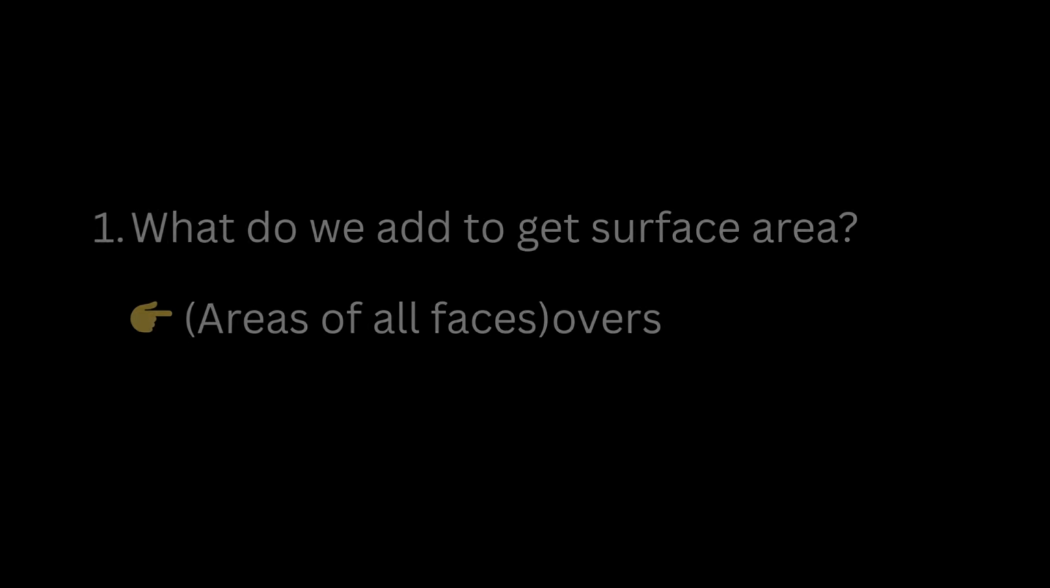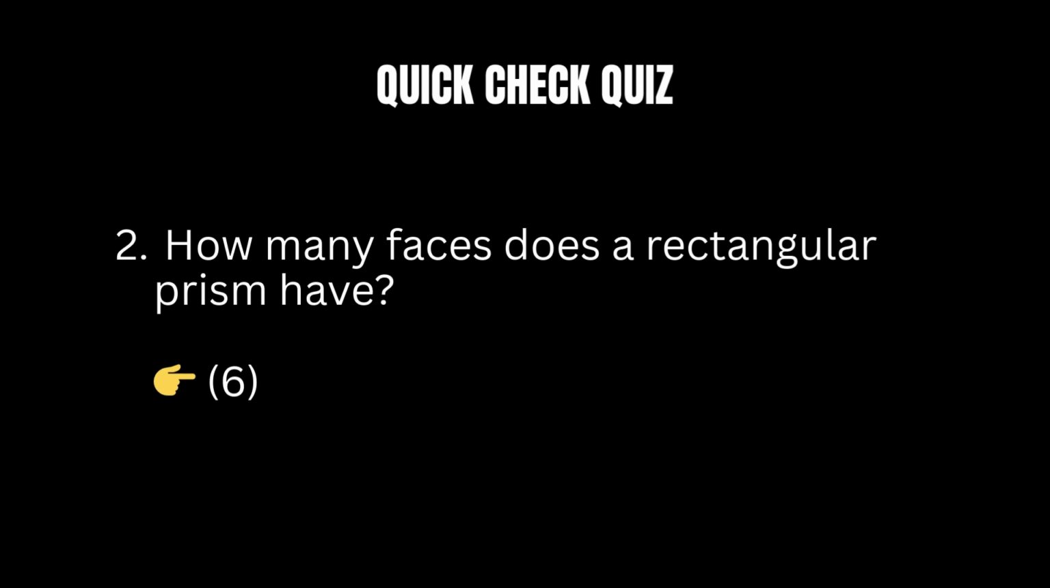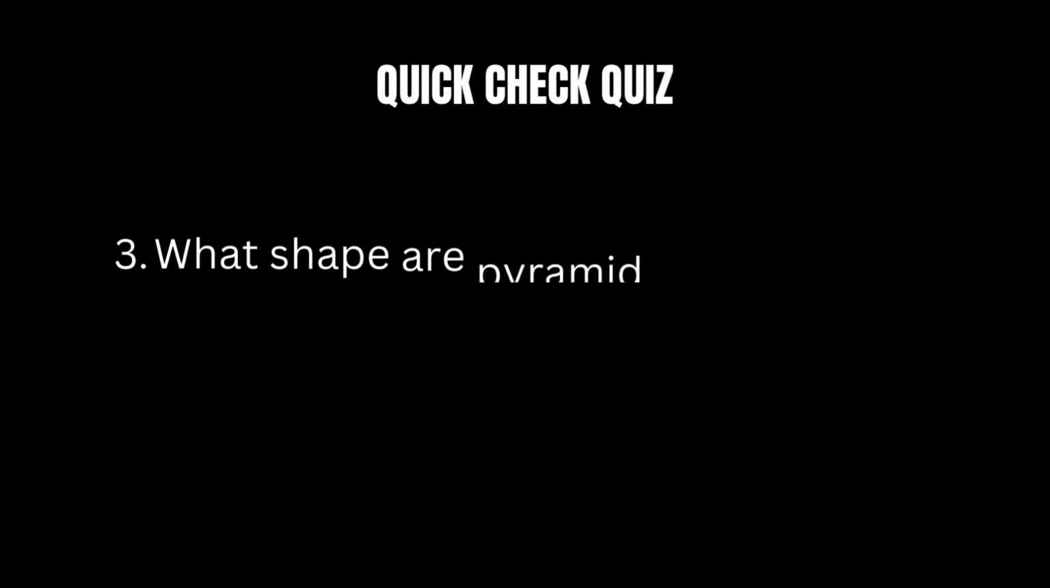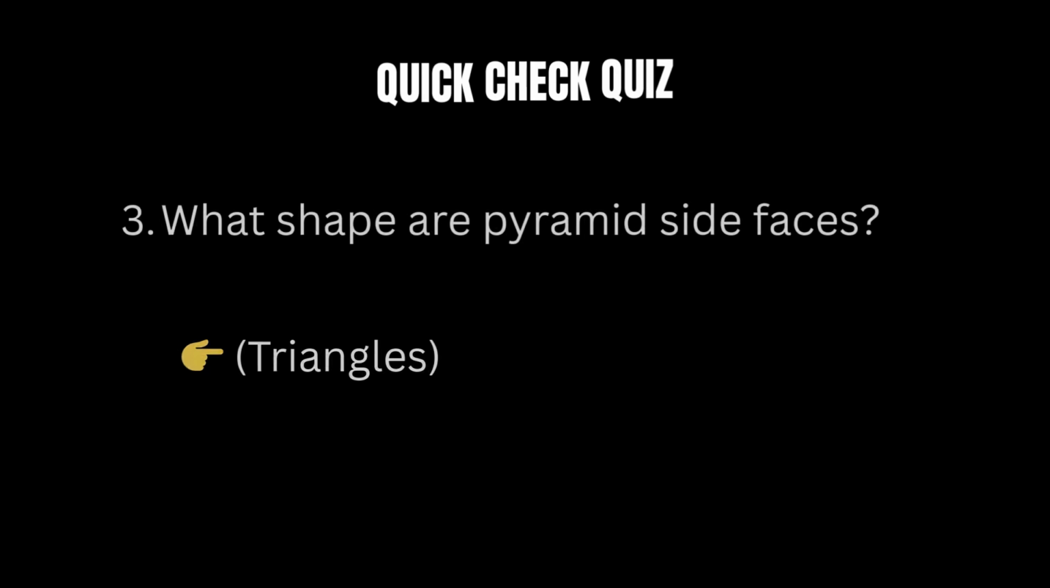Answer in 5 seconds. 1. What do we add to get surface area? Areas of all faces. 2. How many faces does a rectangular prism have? Six. 3. What shape are pyramid side faces? Triangles.